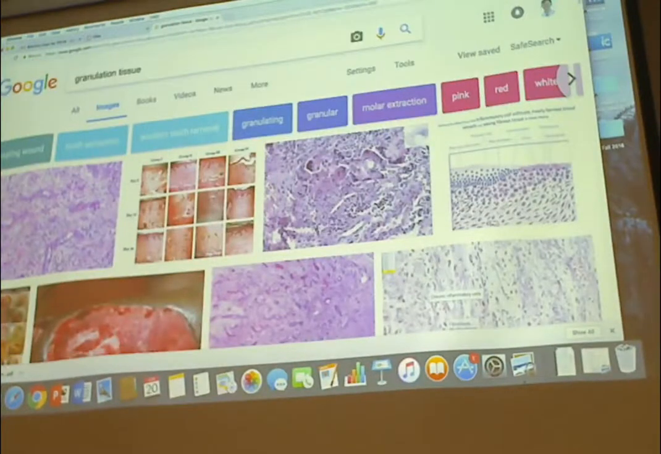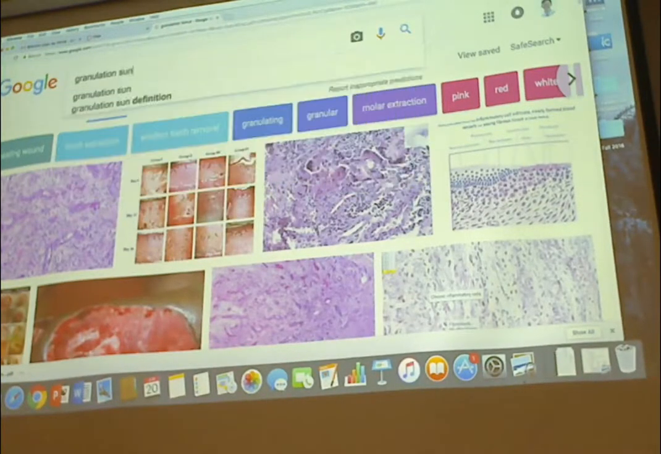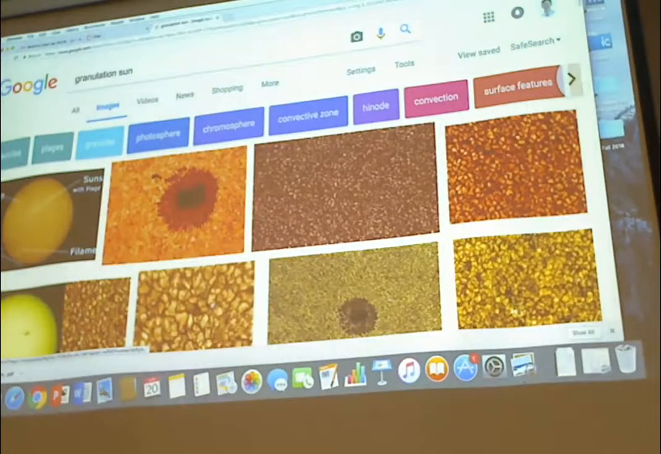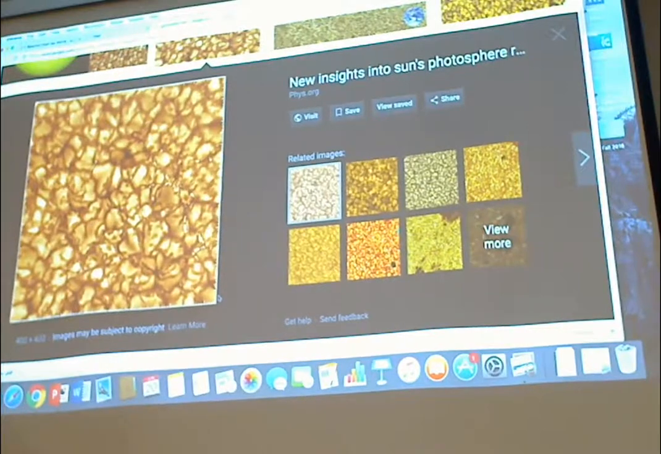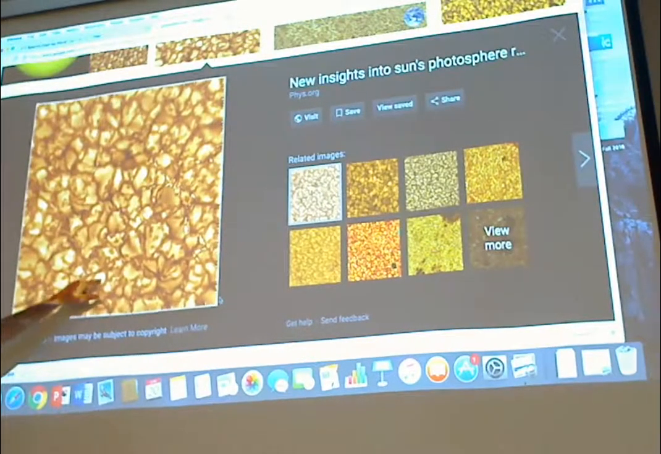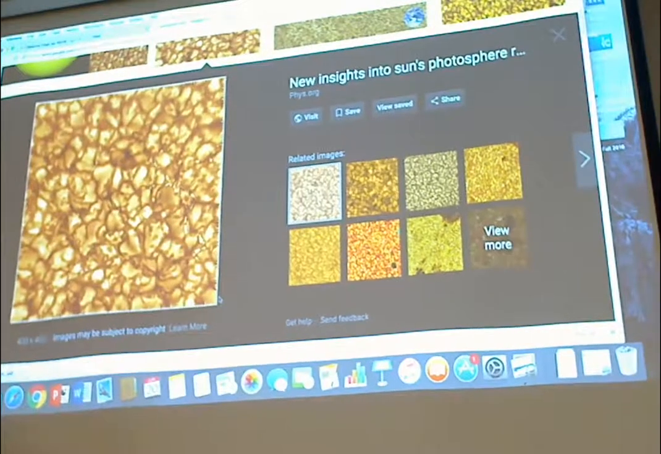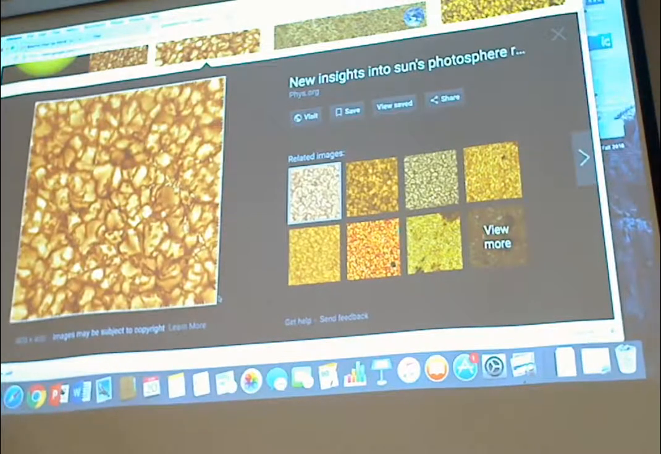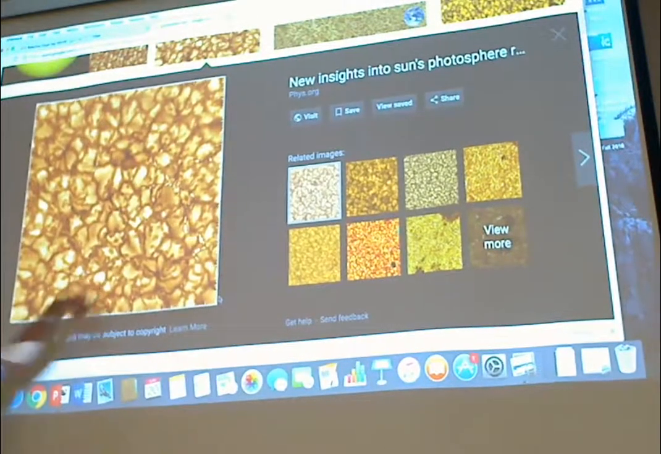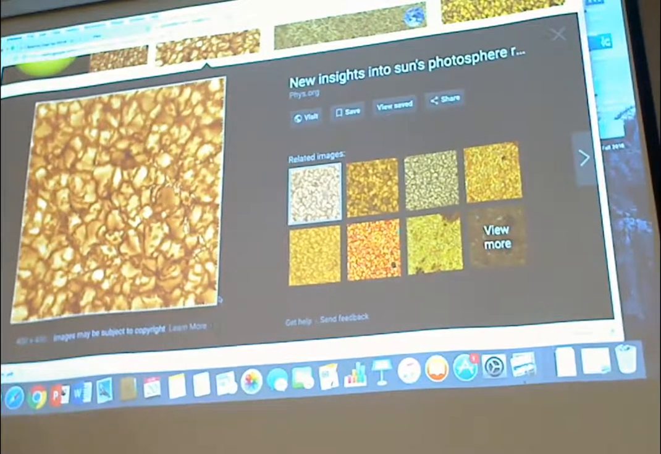So this is a picture which shows the granulation. You see little cells. Those are convective cells. The middle is brighter and the sides are darker. The middle is the hotter part, and it's the rising gases coming out. But when they cool, they then fall around the edge of the granulation. So the rising material is hotter and brighter, and the darker material is cooler and falling around the walls of the granulation. So this is the convective process on the sun.